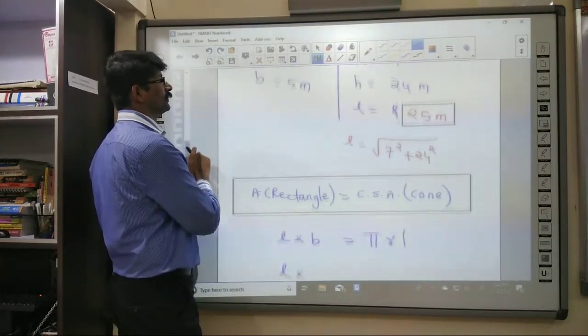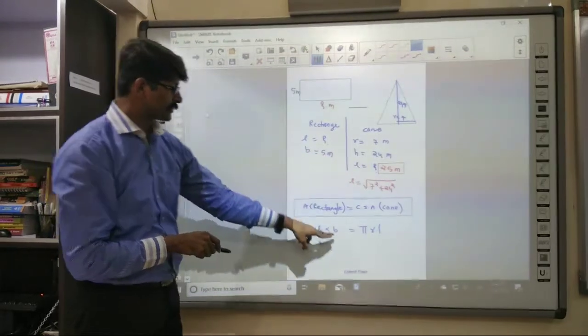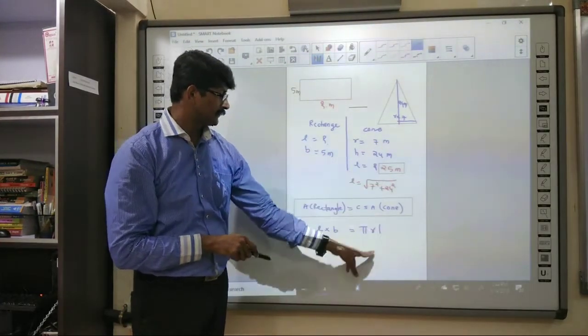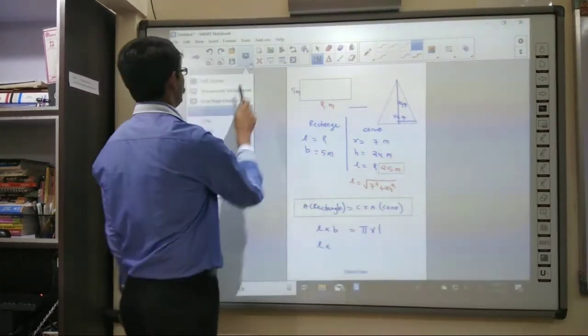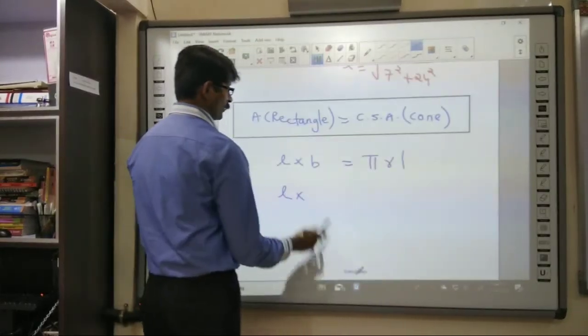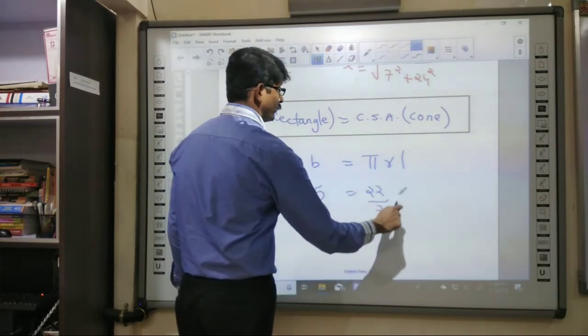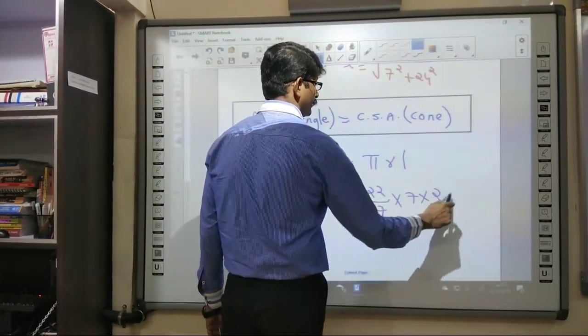Breadth, check it out. What is the breadth over here? We've written, breadth over here is 5. So I can substitute b as 5, pi is 22/7, r is 7, and l is 25. And once you solve that, it's really, really simple. Breadth is 5, pi is 22/7, radius is obviously 7, and the lateral height is 25.